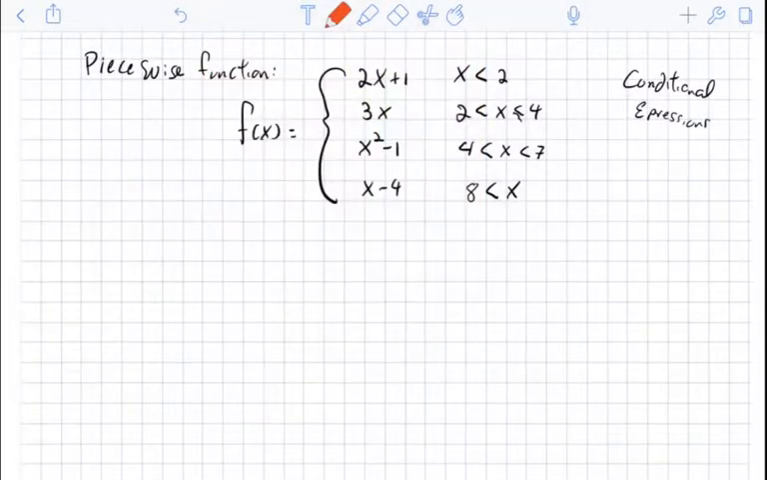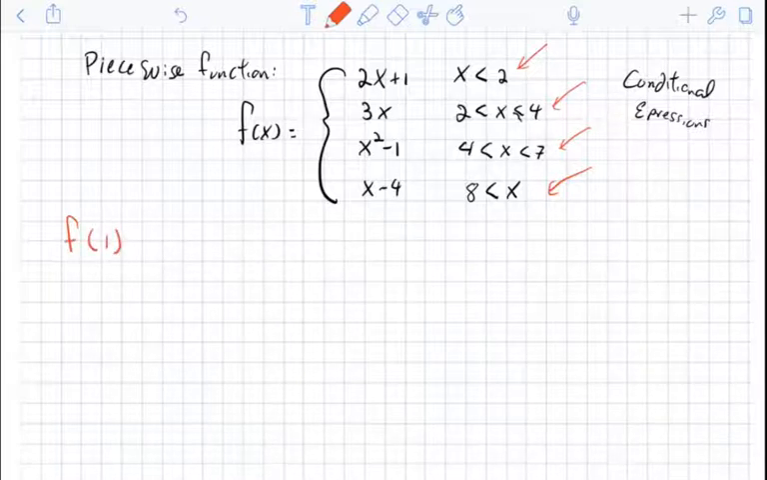Essentially, we've got a list of conditions. For any x I want to choose, this value of x satisfies one of the conditions. And which condition it satisfies determines which expression I'm going to use to evaluate the function. So for example, when x is equal to 1, that satisfies this condition. It's less than 2. It doesn't satisfy any of the others. So I'm going to represent this as 2 times 1 plus 1, so that's equal to 3.